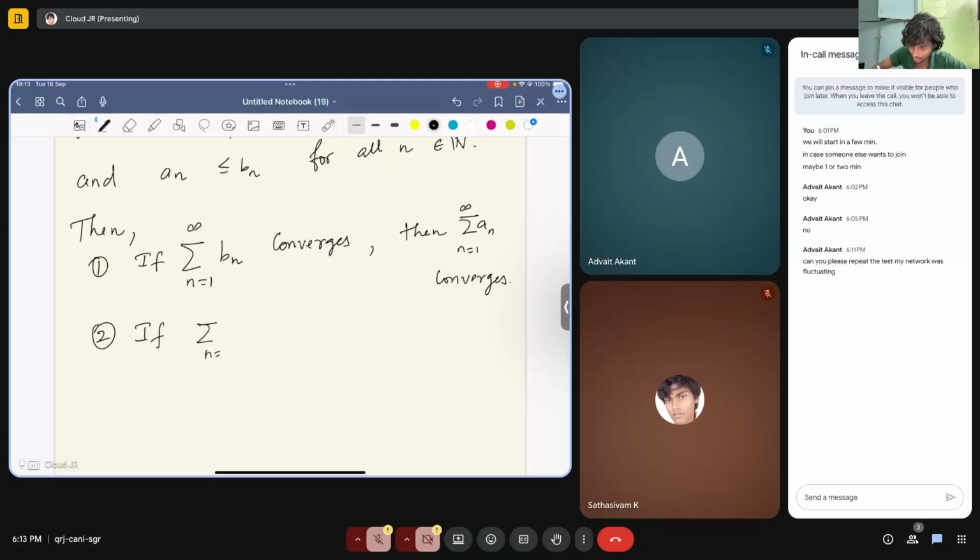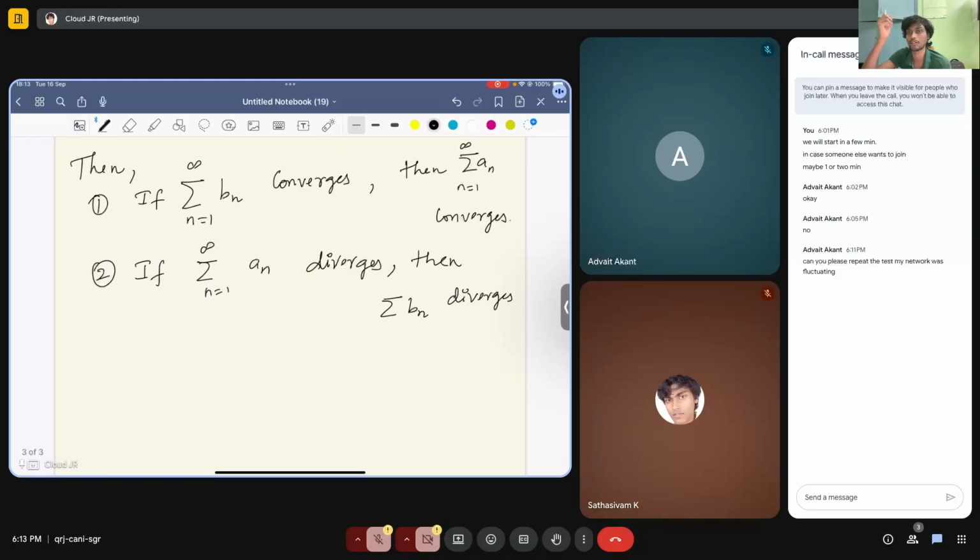If summation an diverges, then the bn also diverges. So these are basically the tests that are in the sequence, and basically all the tests that you have in the sequence will carry over to series also. Because series is nothing but a sequence of partial sums. So yeah.